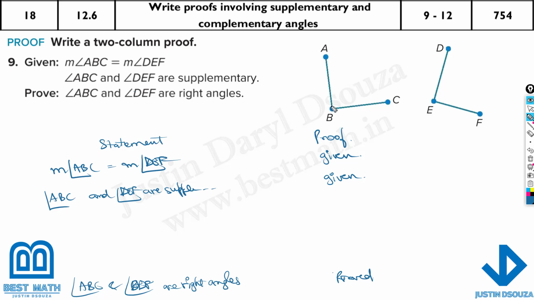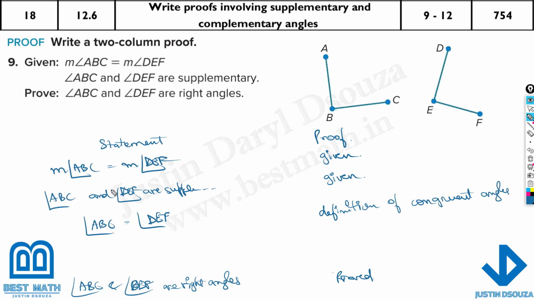Now we know that these two angles are equal, isn't it? So what I can write is angle ABC is equal to DEF. Why? Because they're congruent. That's what they've given over here. Measure is equal. That means they both are equal. That means it's congruency. Definition of congruency. You can write it as definition of congruent angles.